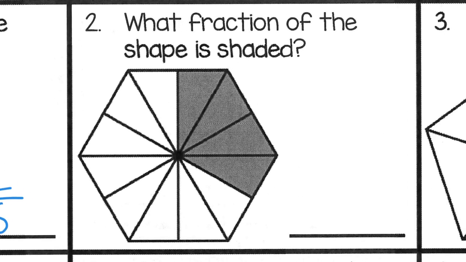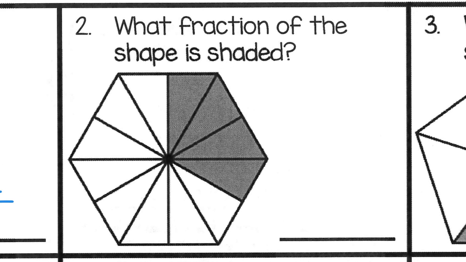Let's do another one together. Number 2, what fraction is shaded? Well, our numerator is going to be what's shaded in. 1, 2, 3, 4. So I can write 4 for my top number. Then I need to count all of the pieces. 1, 2, 3, 4, 5, 6, 7, 8, 9, 10, 11, 12. There are 12 total pieces. Don't forget to count those pieces that are shaded in.